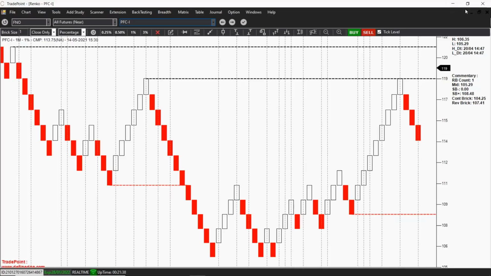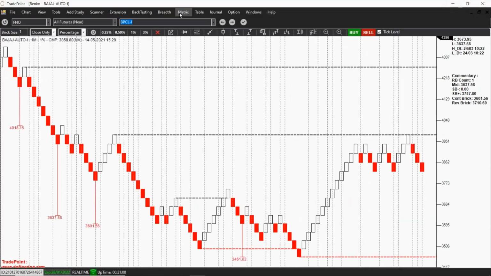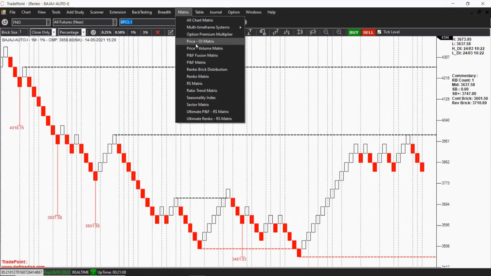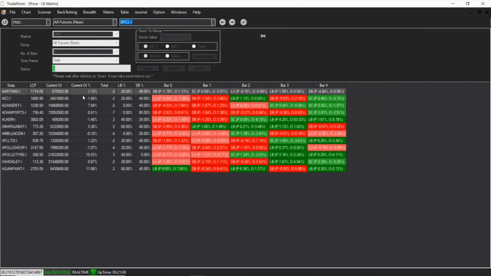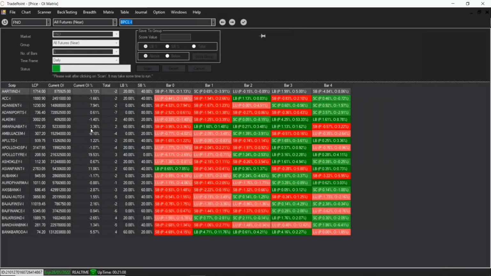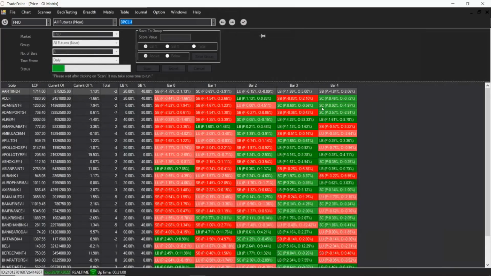This horizontal lines tells us about important support and resistances, which we are going to discuss in this video just from the analysis perspective. Now because we are looking at derivatives, we can quickly see price OI metrics. Here we can see open interest built up at least over last 5 sessions.